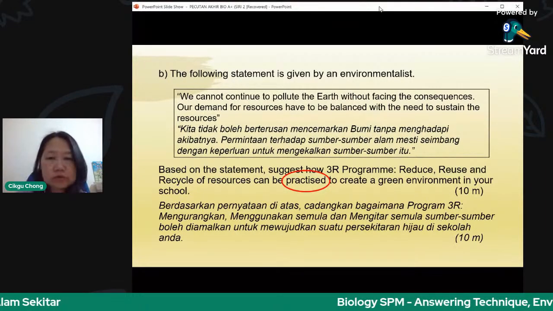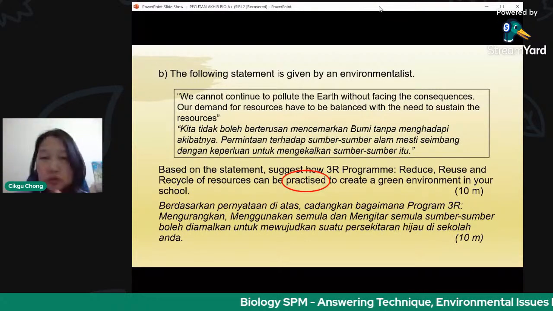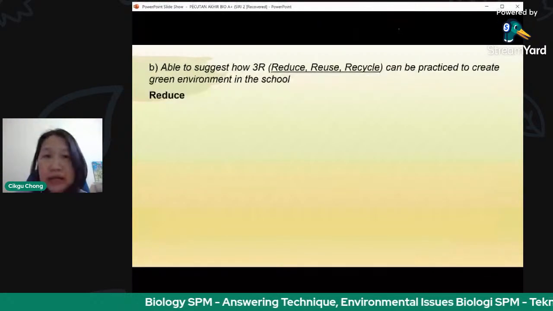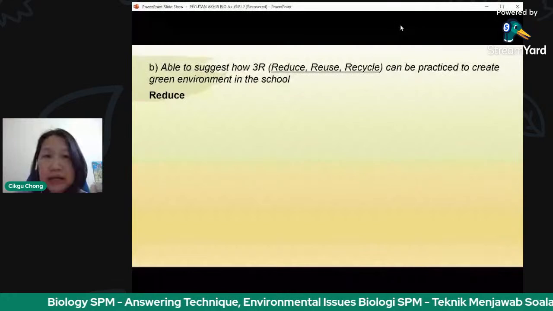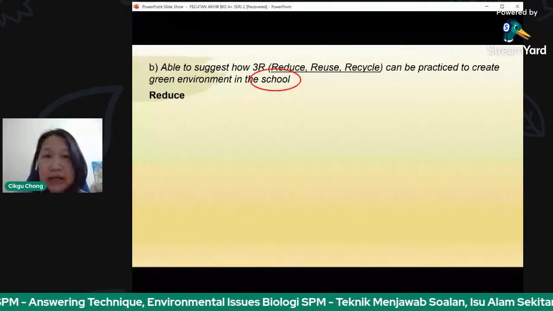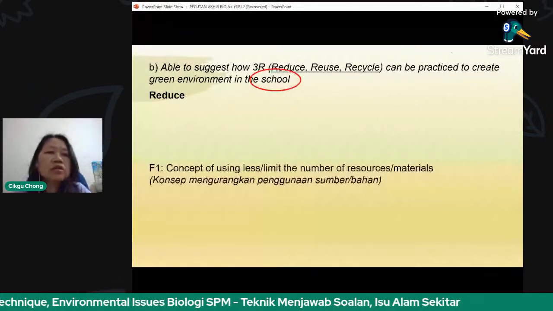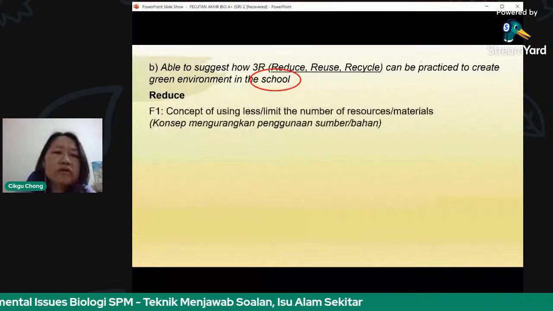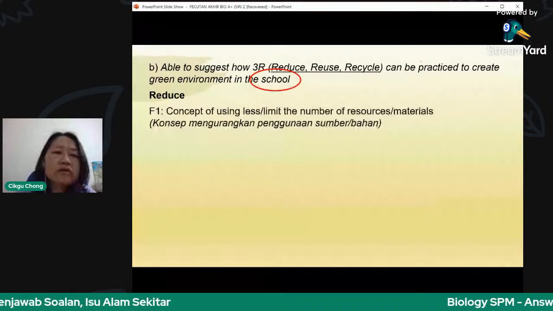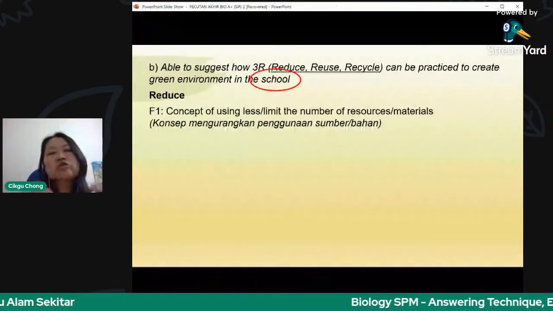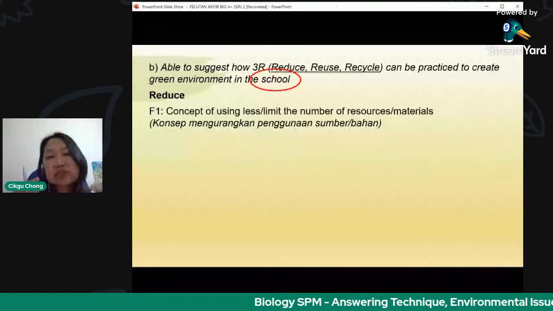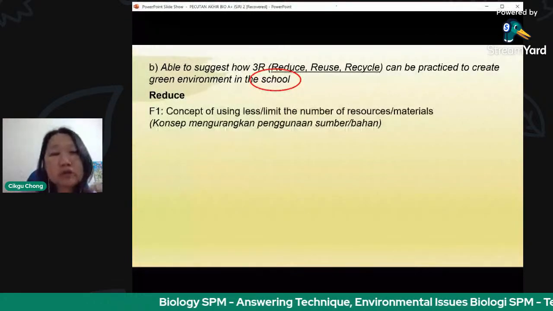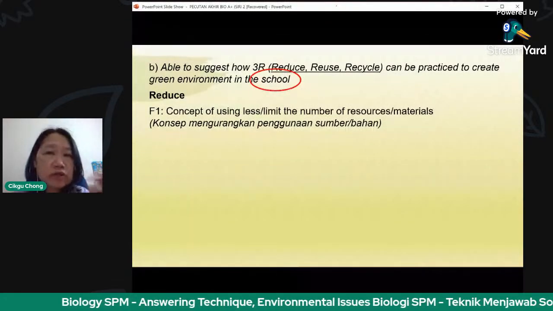Okay, let's go to it. In school, make sure you talk about school. Okay, so reduce, let's break it down. Reduce. So what can you reduce in school? The concept of using, what is the meaning first? This concept of reducing. So you talk about the concept. This is the concept of using less, or you try to minimize the material or the substance that you're using. Don't use so much, in other words. Okay, try to reduce it.